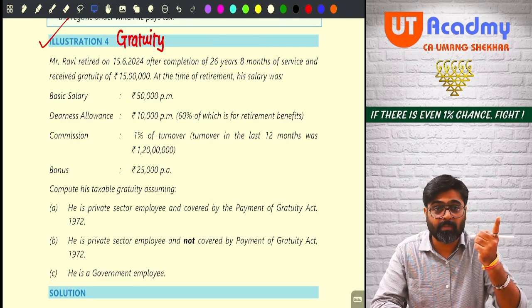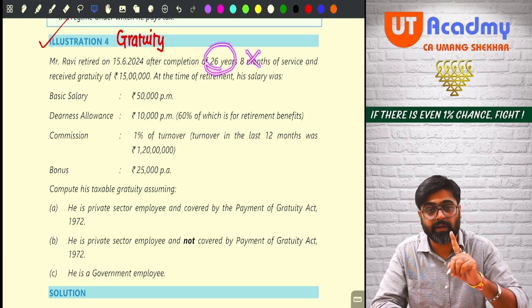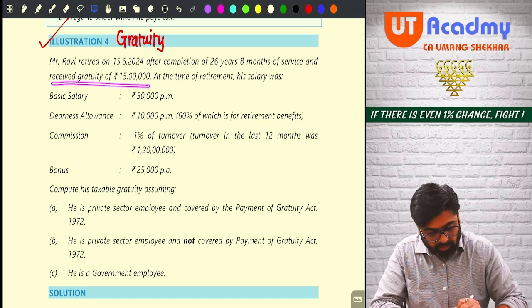But not covered by POGA, only completed years of service. Ignore 8 months, will take only 26 years. Right? Next. Received a gratuity of 15 lakhs.